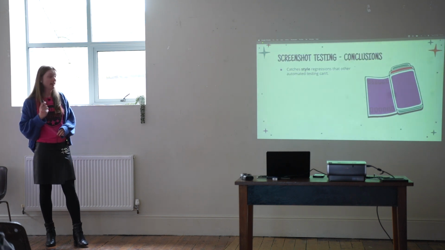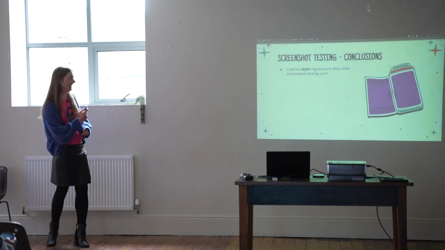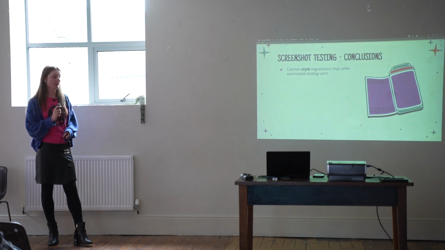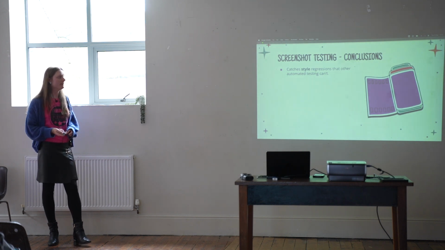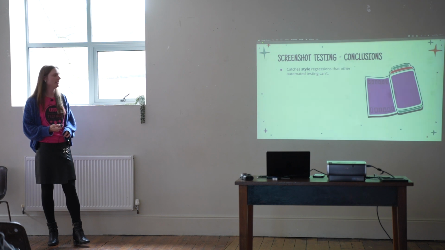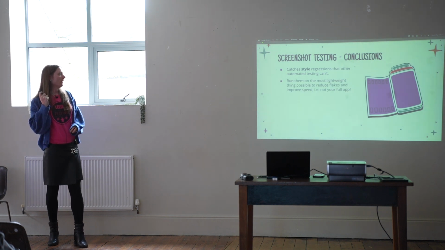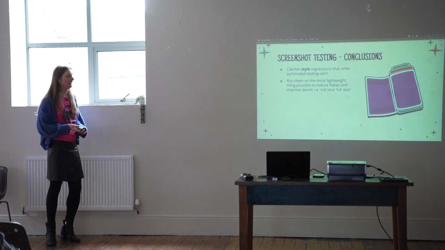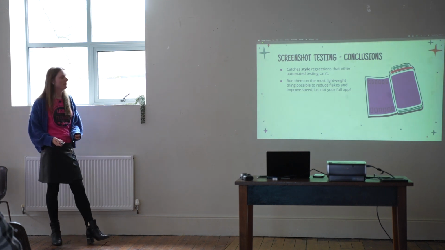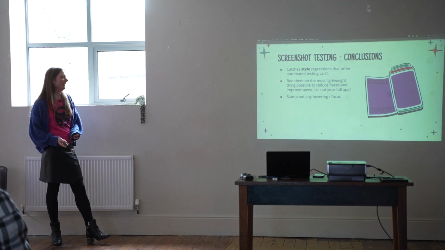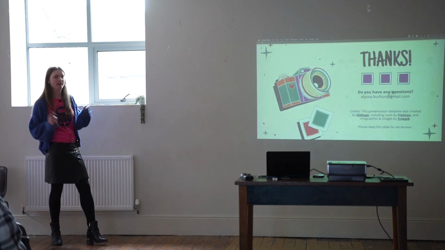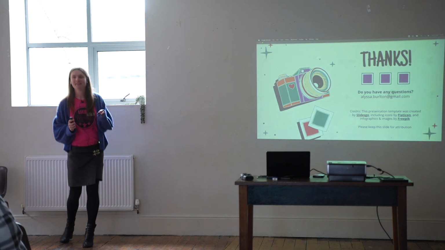So in conclusion, for screenshot testing, we only introduced it for style regressions that other layers couldn't catch. It's not a way of end-to-end testing behavior or anything like that. It's purely for catching these style problems. Running them on the most lightweight thing possible is a good idea to reduce flakes and make it faster, so not your full app if you can avoid it. Stamping out hovering and focus problems is also important. Pixel tolerance, consistency checks, retries, and maybe over time. Thank you.